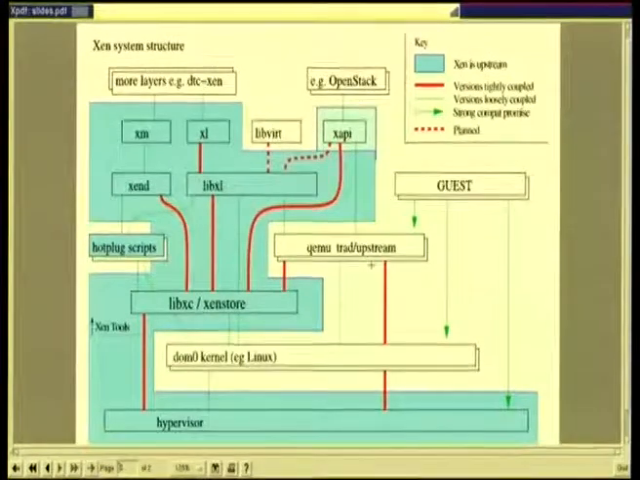Firstly, I need to make a note about the term dom-naught. This refers to the first privileged guest in a Xen system, which does the work of managing the system and its hardware. It's a bit like the host in other hypervisor systems.